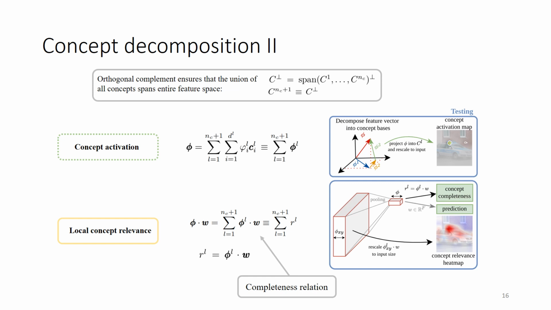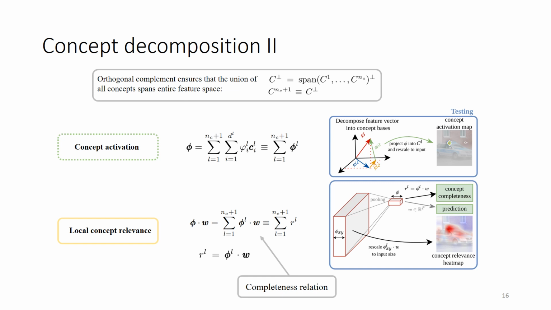Again, we can decompose the feature vector in the dot product and get a relevance score R L for a concept C L. Importantly, these local concept relevance scores sum to the logit minus the bias. In this way, MCD reintroduces completeness to concept explanations.